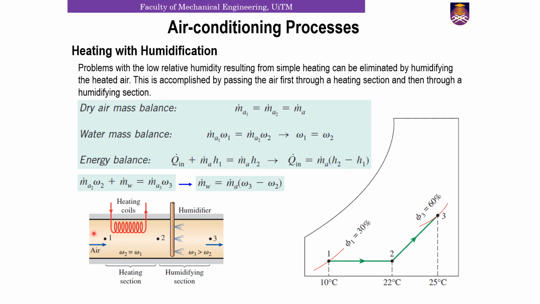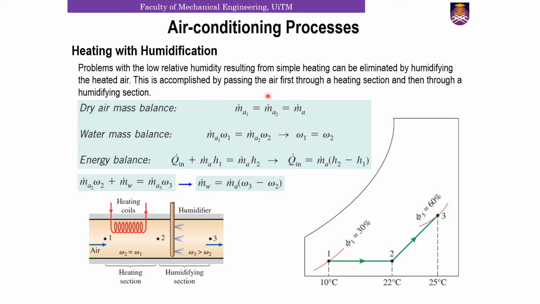So when your air moves from point 2, where it is heated, and then goes to point 3, you are adding moisture. When you add moisture, your specific humidity changes and the line on the psychrometric chart moves in this direction. So it goes from point 2 to point 3, and you will see that there is an increase in your specific humidity from this level to this level. That is the reason why you have omega 3 more than omega 2 here.